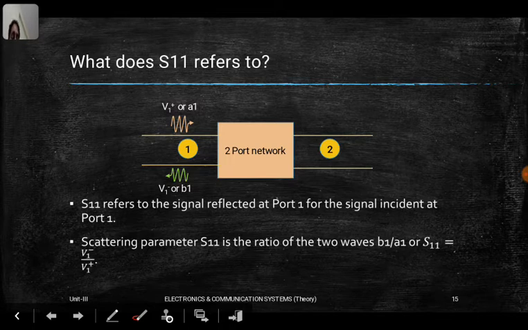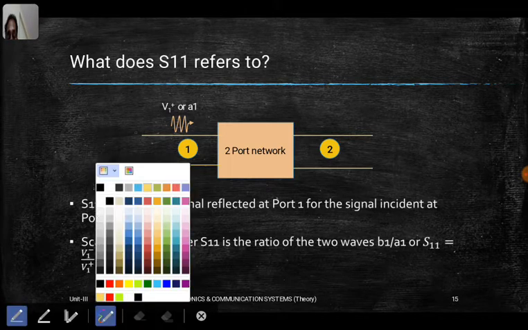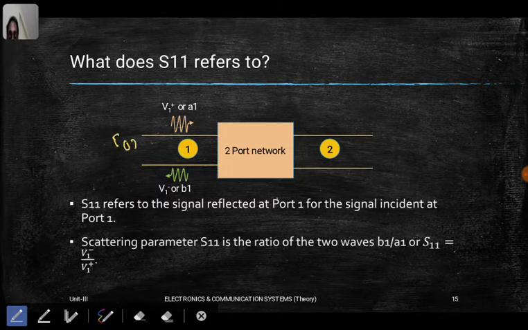So the scattering parameter is V1 minus by V1 plus. As I told, this is closely related to the reflection coefficient at port 1. The reflection coefficient at port 1 is nothing but S11, provided that V2 plus equals 0. Anyway, in general, I can write S11 as the reflection coefficient at port 1.